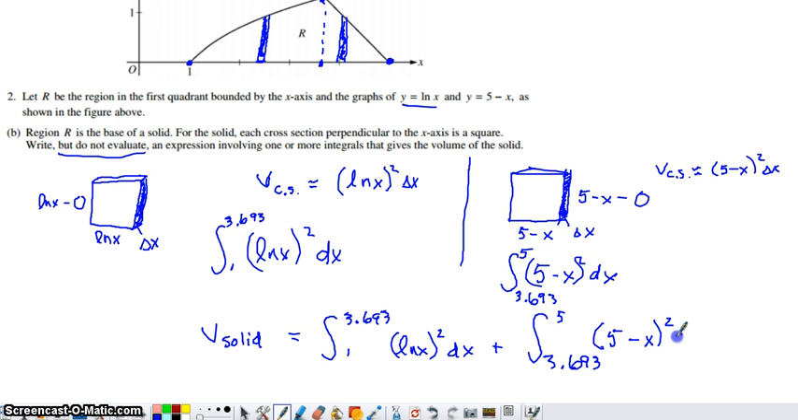You did not have the option to change the orientation of your slice and use horizontal slices here to get away with doing a single integral because of this phrase in part B. Each cross-section perpendicular to the x-axis flat out tells us we have to cut down into this solid perpendicularly to the x-axis and use a vertical slice. It doesn't ask us to evaluate this, so there it is.